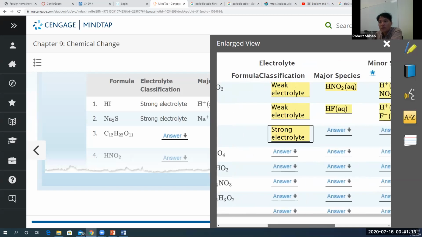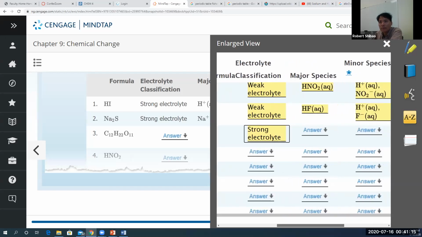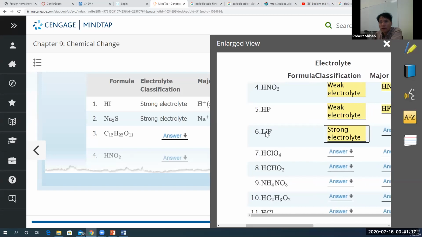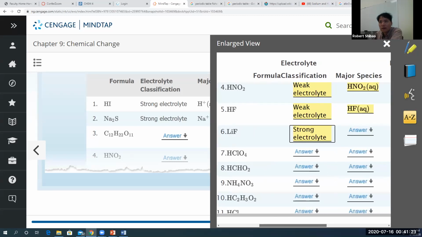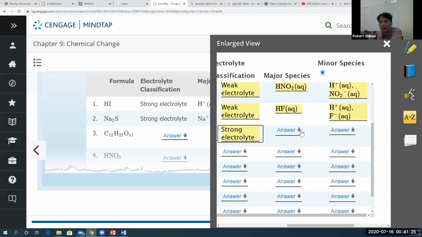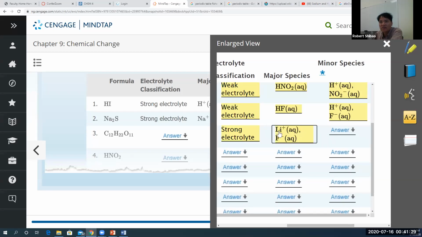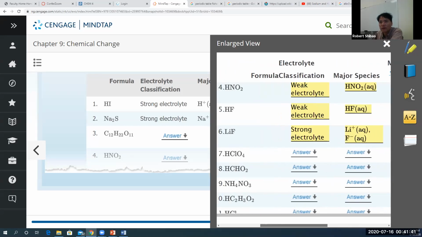Now, strong electrolytes want to break apart completely. Strong electrolytes break apart 100%, or close to 100%. And so they're going to completely break up into ions. And so the major species will be lithium ions and fluoride ions. And since it's strong, we don't expect any intact formula units. So there should be none. It's all broken up into ions. There are no molecules or formula units left.